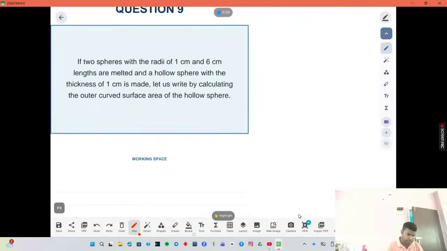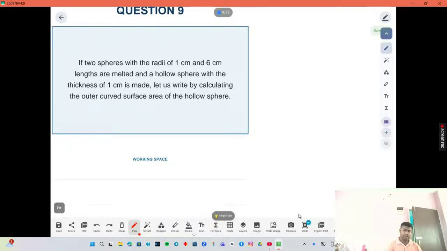So, here the question is given as: if two spheres with radii of 1 centimeter and 6 centimeter are melted, and a hollow sphere with a thickness of 1 centimeter is made, let us find the outer curved surface of the hollow sphere. Will you help me to find the answer to this question?